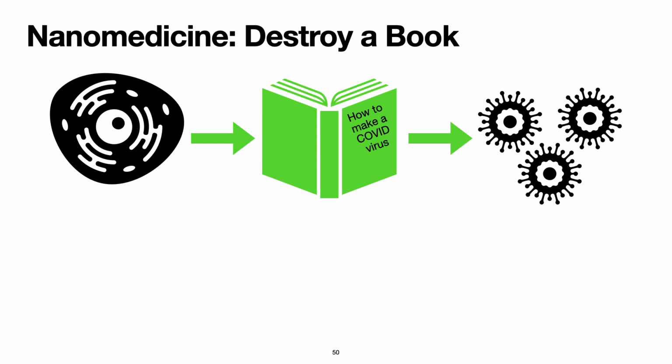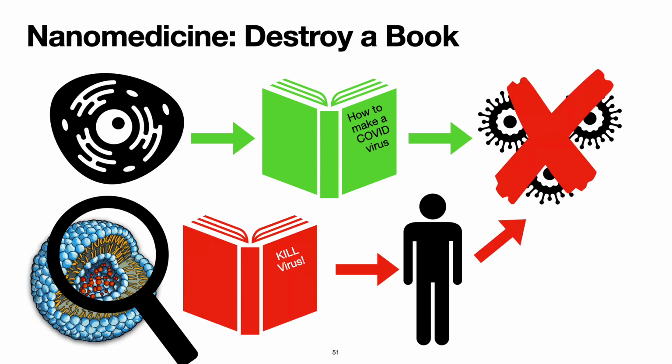Imagine that we put another book inside a nanoparticle and put that in the human body, and this book says kill the virus. So all of a sudden the cell had another information and started to kill the virus. That's what happened during the vaccination with this mRNA vaccine. These were not liposomes like I pictured here, but for the sake of simplicity, I keep it like that here.